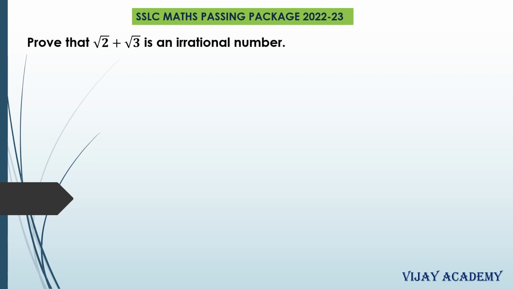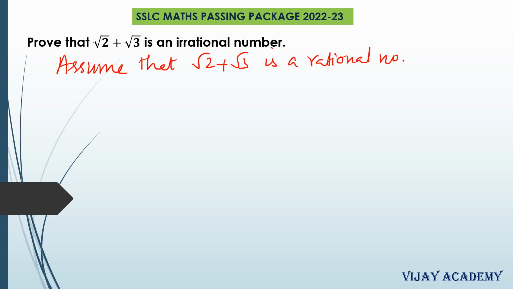So first let us assume that root 2 plus root 3 is a rational number. We know that every rational number can be written in the form of p by q, where p and q are integers, p and q are co-primes, and q is not equal to 0. So let me write root 2 plus root 3 equals p by q.